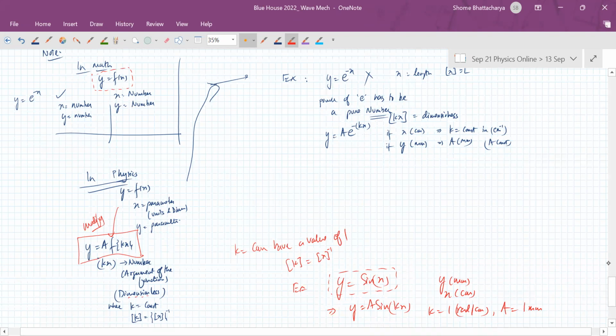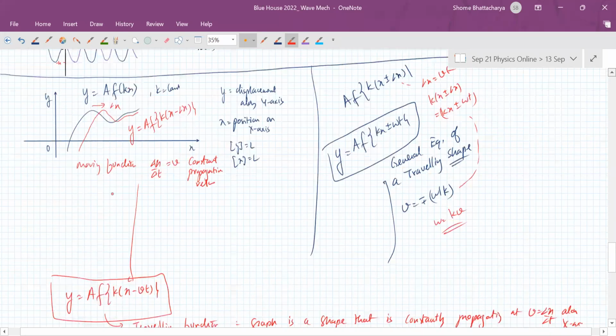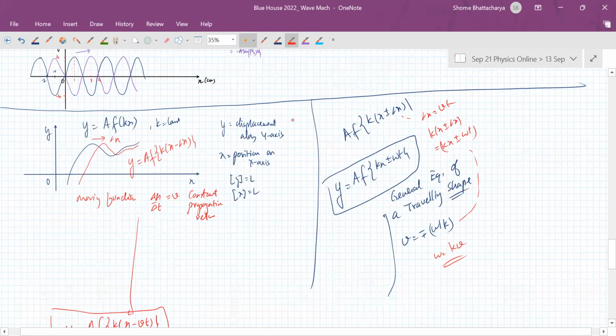Okay, so once you have understood this, when we are representing a relationship between y and x as a physics equation, let us say y is a displacement along the y-axis and x is the position on the x-axis. You want to show that as a snapshot picture at a particular time. So it has to be a function of some term k into x, where k is a constant which has dimension of length inverse, because x is a length. And a also has to be a constant which has dimension of length, because y is a displacement.